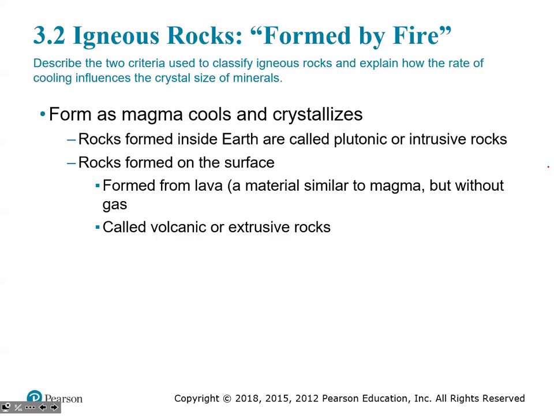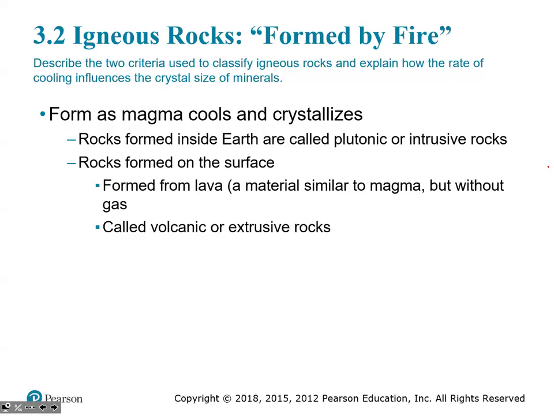So igneous rocks are formed by fire. That's sort of what igneous means. They form as magma cools and crystallizes. And they're rocks formed inside Earth. If they form inside Earth, they're called plutonic, after Pluto, the god of the underworld, or intrusive rocks, intrusive, inside.